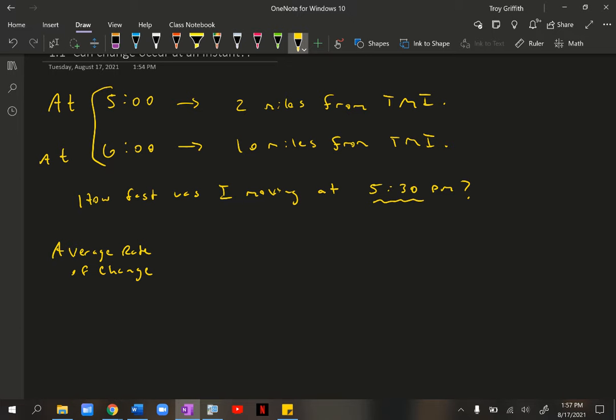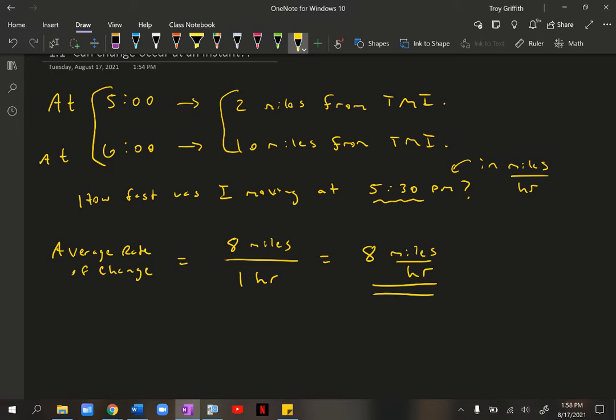Well, if we wanted to do this in miles per hour, we'll keep it simple since that's how it was presented to us. The way we would find that average rate of change is we would just do the change in miles. We went from 2 to 10, that's a change of 8 miles. And we went from 5 to 6 o'clock, that was a change of 1 hour, which means we were going 8 miles per hour. Now, is that the exact speed I was moving at 5:30 p.m.? Who knows? Maybe, maybe not. I don't quite have enough information to do that, but this is probably the best estimate I'm going to get from the information presented to me right here.